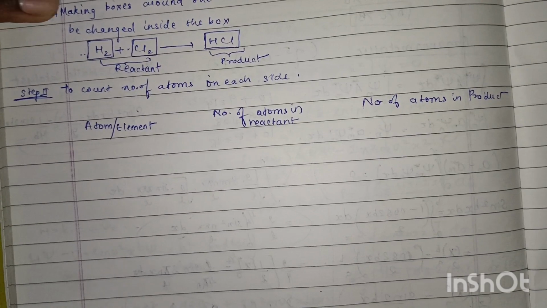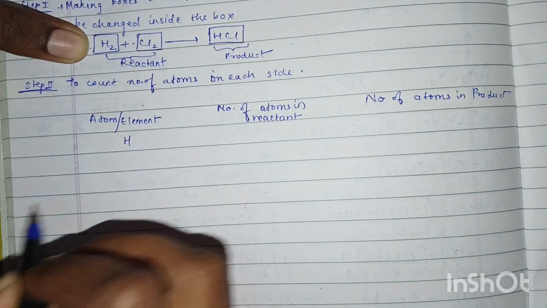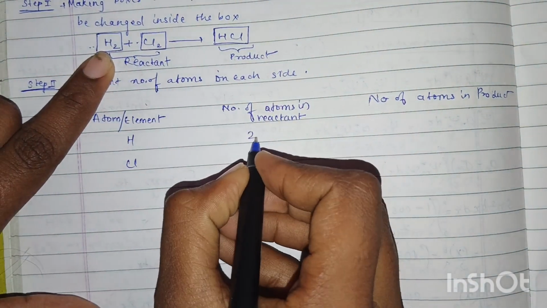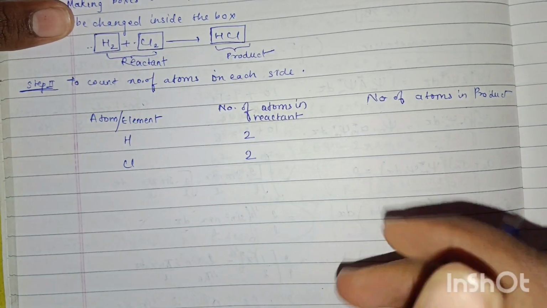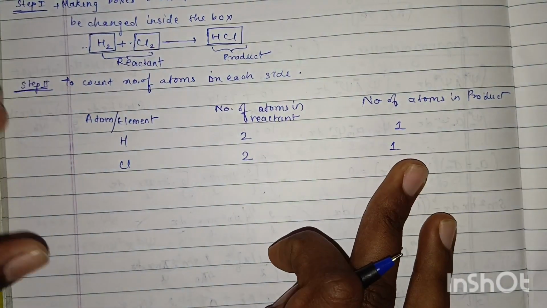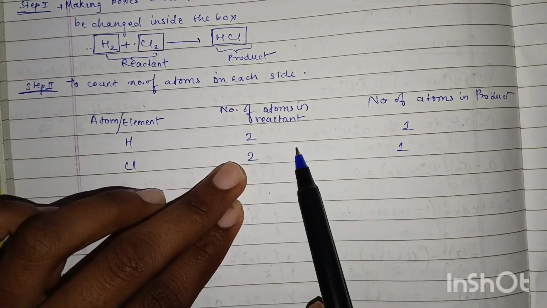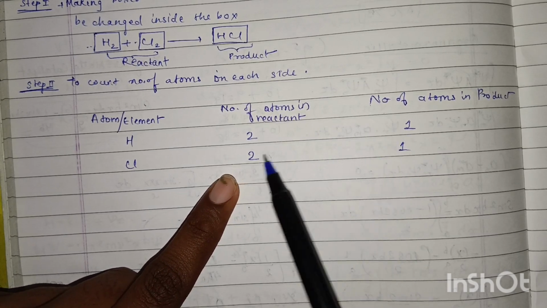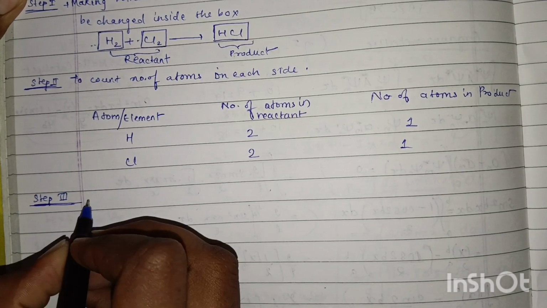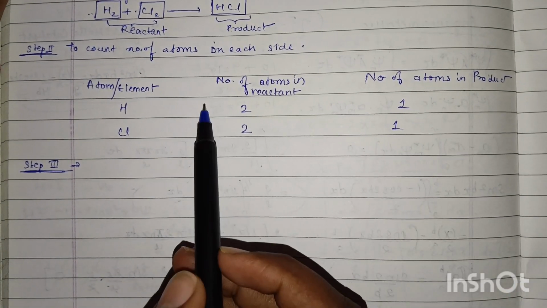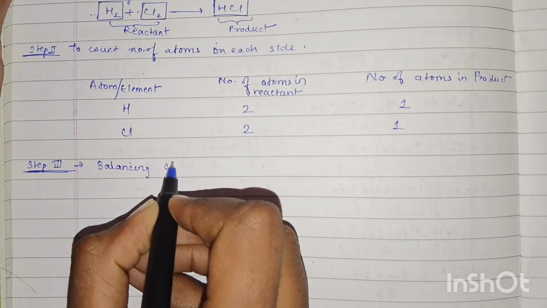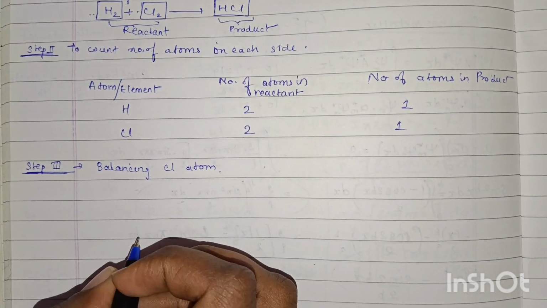The elements here are hydrogen and chlorine. How many atoms are there? In the reactant, hydrogen is 2 and chlorine is 2, whereas in the product, hydrogen is 1 and chlorine is 1. The next step is to see which has the maximum difference. Since both have the same difference, we can take any one. So step 3 is to start balancing any one out of these two. Balancing the chlorine atom. So how to balance this?